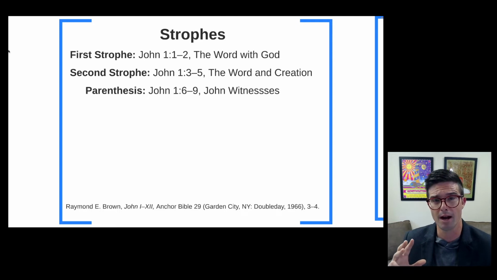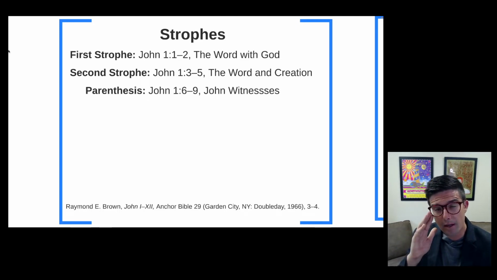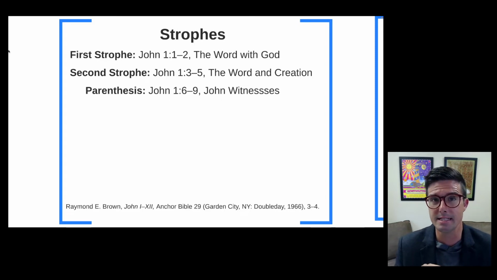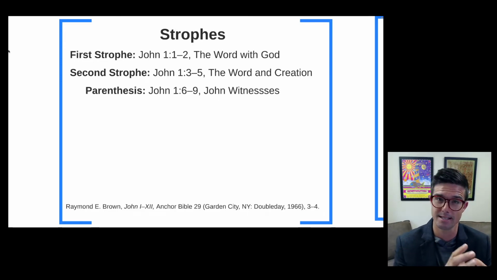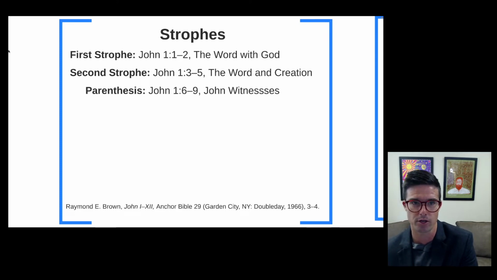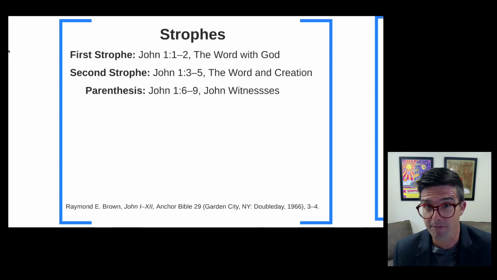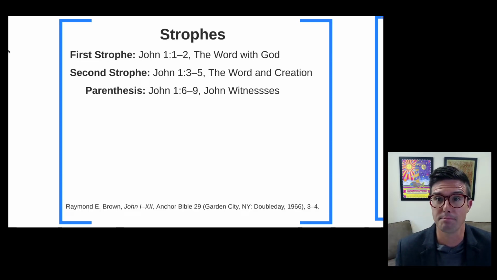And what Raymond Brown's innovation, or what his influence is here, is to see different parentheses added into these strophes. So he sees John 1:6 through 9 as a parenthesis, that is to say, an aside from the poetic structure, or a break away from the poetic structure. And in that break, John the Baptist witnesses to Jesus's authority.